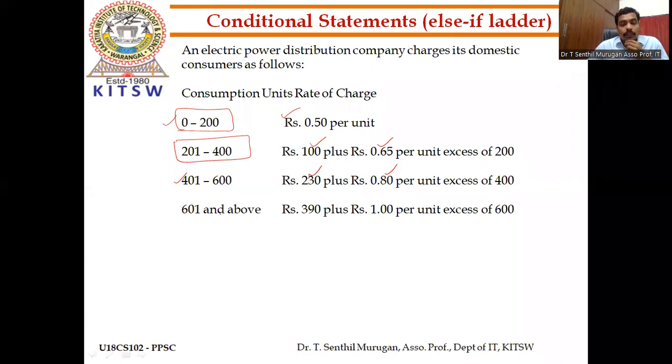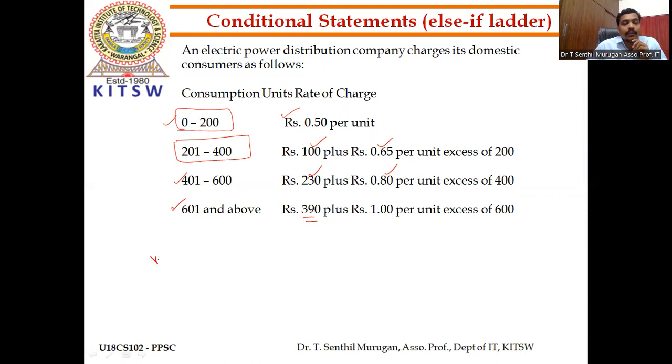Okay, excess of 400. So until all these three conditions fail, we can check the nth condition: is it above 600 or not? If it is above 600, we have to calculate this statement. That's all.